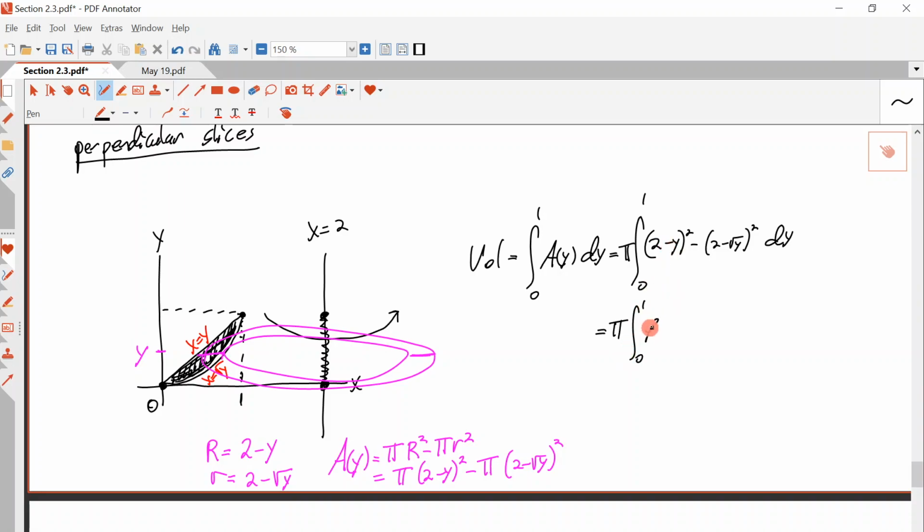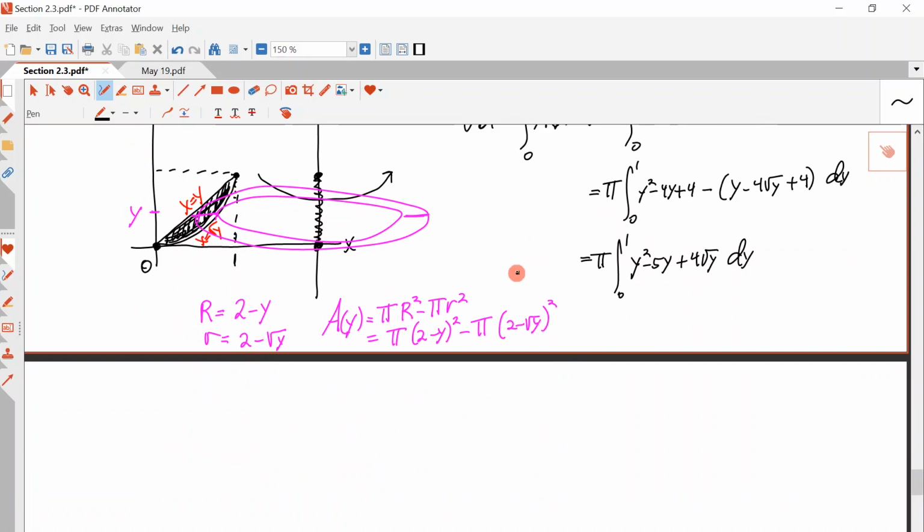So this is y squared minus 4y plus 4 minus y minus 4 root y plus 4. So it's pi times the integral from 0 to 1 of y squared minus 5y plus 4 minus 4 plus 4 root y dy.